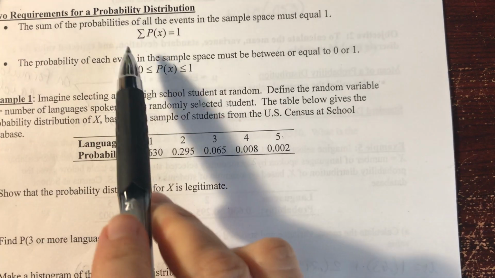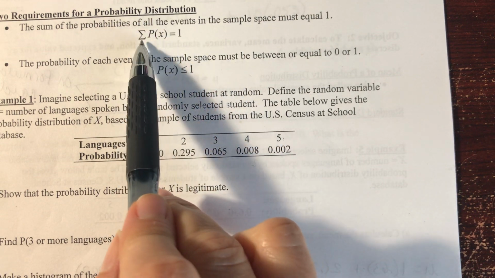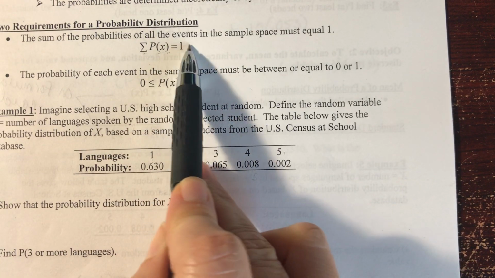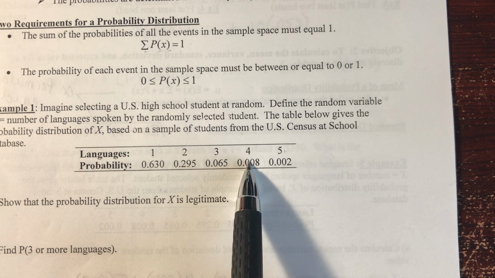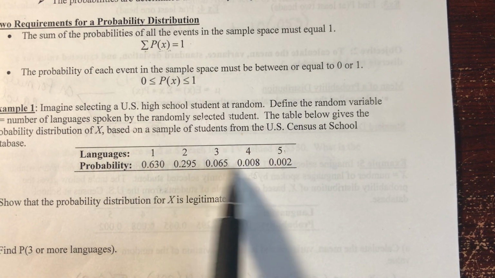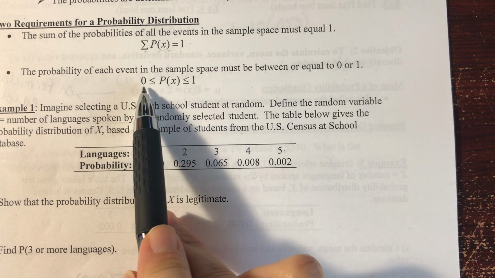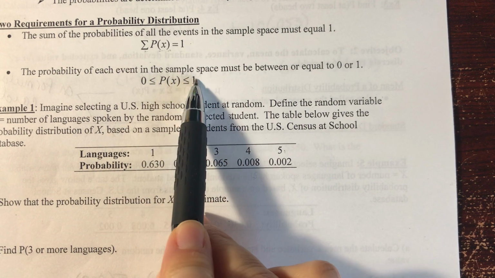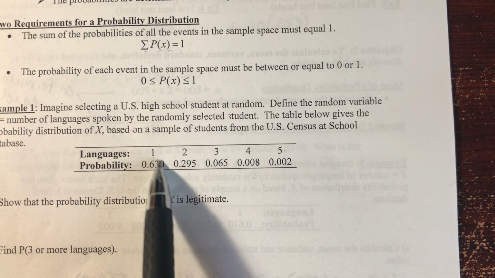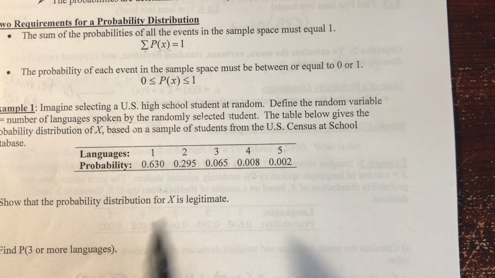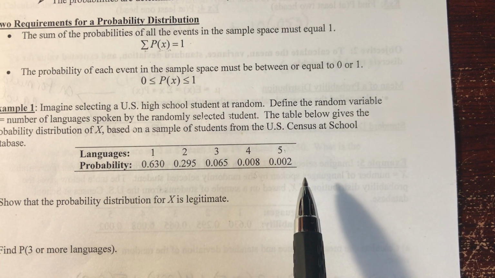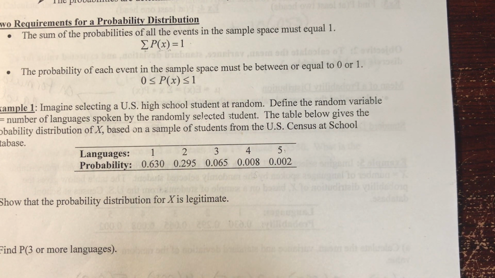Key concepts of a probability distribution: the sum of all of your probabilities needs to add up to 1. So these probabilities here need to add up to an exact perfect 1. You also need to remember that each probability needs to be between 0 and 1. If you have a negative in one of these spots, well, negative probability is impossible. So even though it might add up to a perfect 1, if you have a negative probability, then it's not a valid probability distribution.